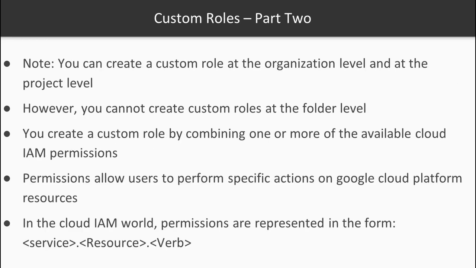You can create custom roles at an organization and at a project level. However, you cannot create a custom role at the folder level. You create a custom role by combining one or more of the available IAM permissions. Permissions allow users to perform specific actions on GCP resources. In the Cloud IAM world, permissions are represented in the form of service.resource.verb.